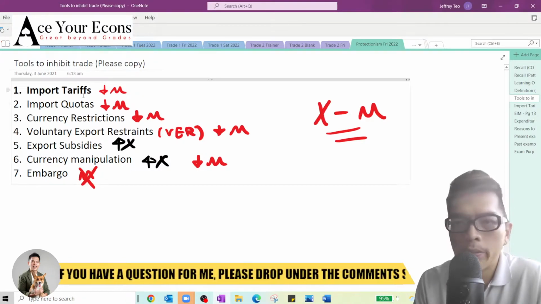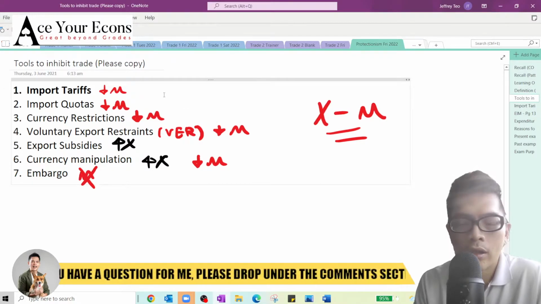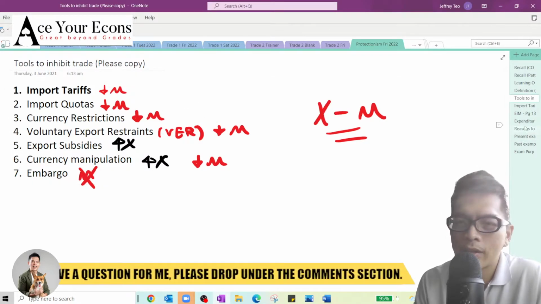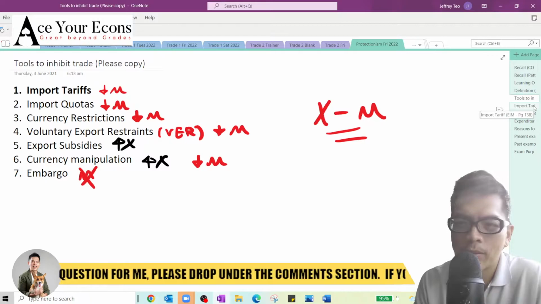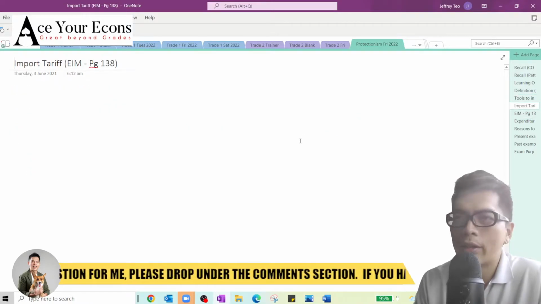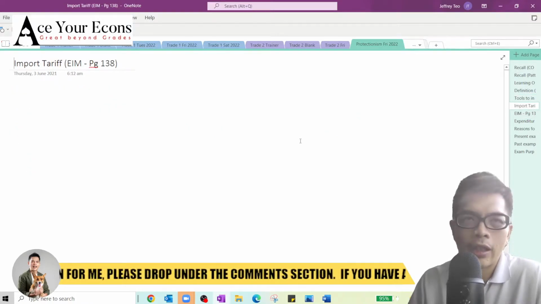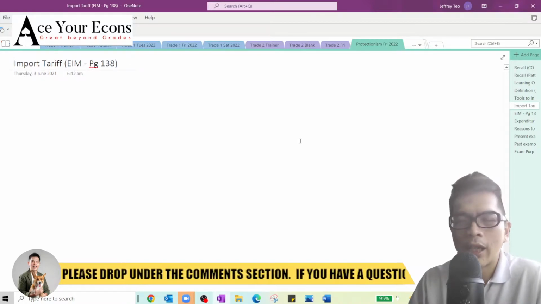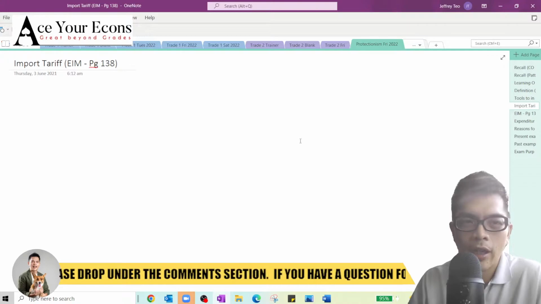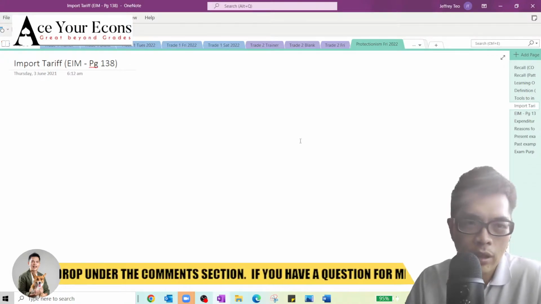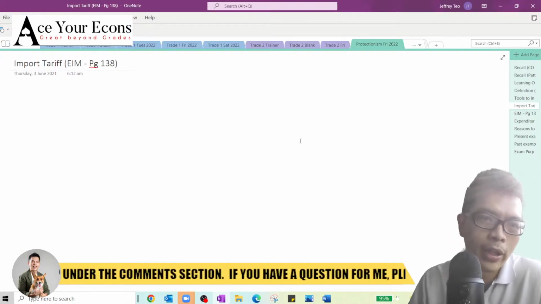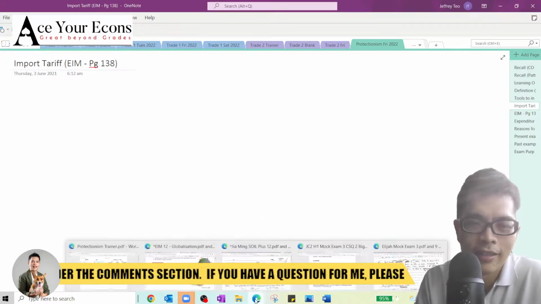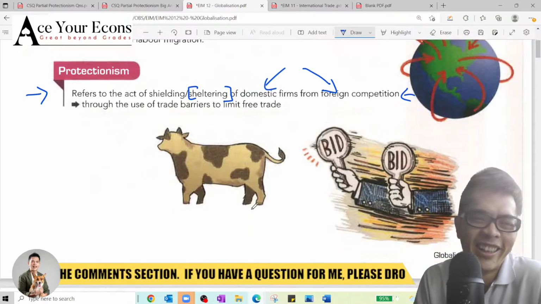Okay, so today we'll be looking at import tariff. Very, very important. Please don't be caught falling asleep. I'm going to illustrate the diagram of how it works. This is probably one of the few times that you are seeing the diagram, so please stick with me. When you're ready, please flip to page 138, everyone. Accept your fate.